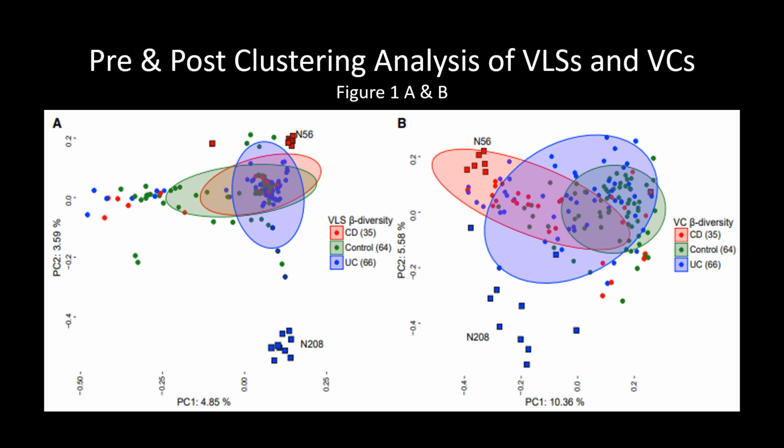And we can see on the axes PC1, which is on the bottom, and PC2, which is on the side. The variation has more than doubled in figure B in comparison to figure A. So we can see PC1 in figure B is 10.36%, and figure A is 4.85%. And PC2 on figure B is 5.58%, and PC2 on figure A is 3.59%. And this increased variance suggests that IBD signals are much more apparent.